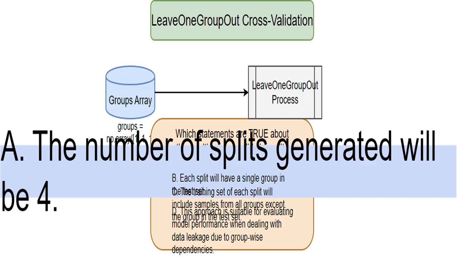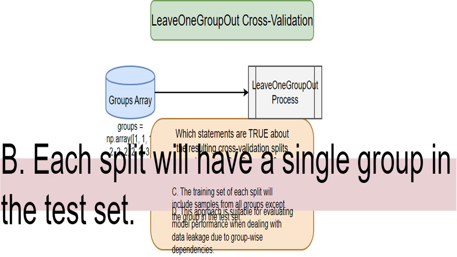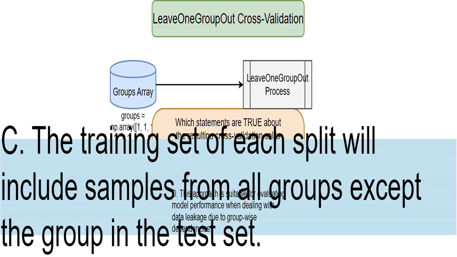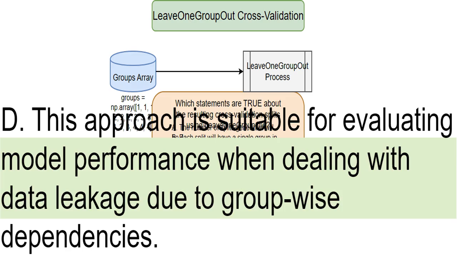This statement is true because LeaveOneGroupOut creates one test set for each unique group. Since we have 4 unique groups, 1, 2, 3, and 4, we'll get 4 splits. This statement is also true. That's the defining characteristic of LeaveOneGroupOut. Each test set contains one whole group. Again, true. LeaveOneGroupOut ensures that the training set for a particular split never includes samples from the test group for that split. This helps prevent data leakage, a common problem in machine learning. This last statement is true because it directly addresses the benefit of using LeaveOneGroupOut.